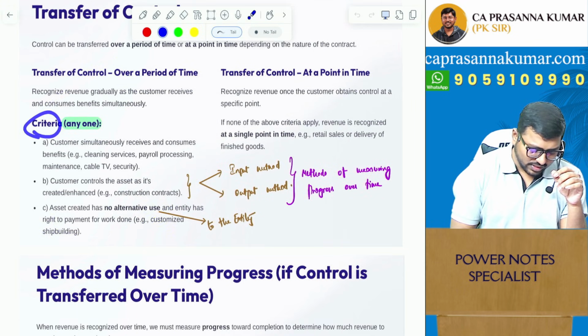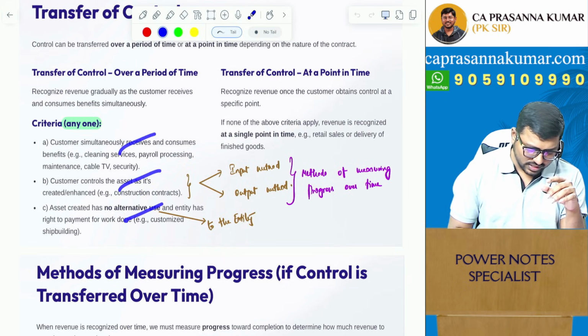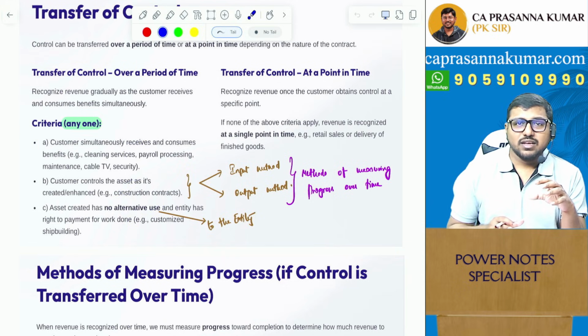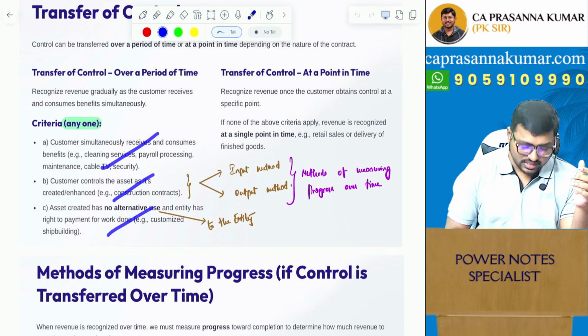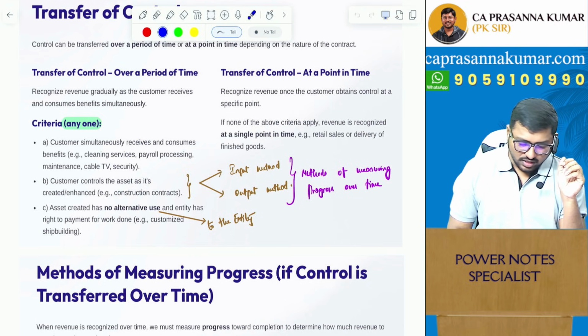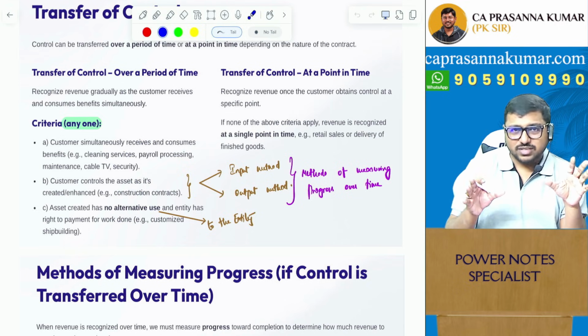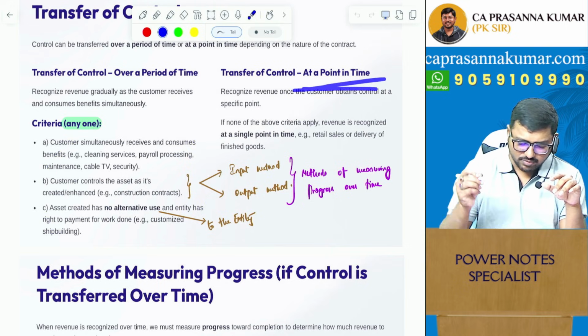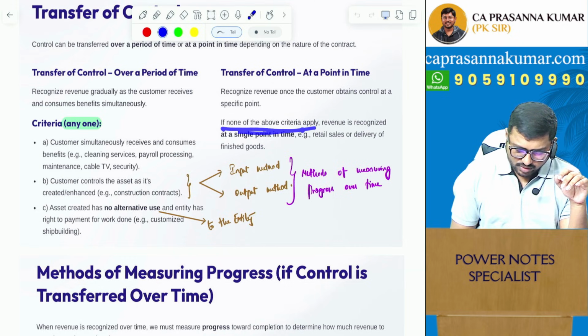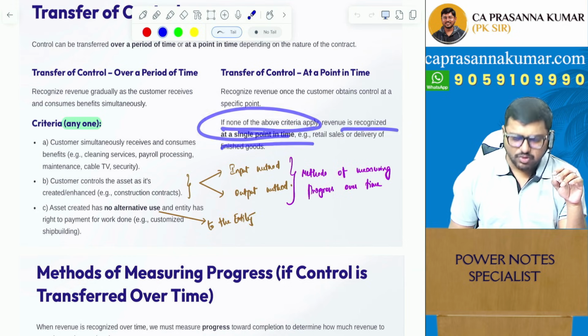As you can see the criteria, if any one of these conditions fits in, then your transfer of control happens over a period of time. It is specifically given: 3 scenarios. If your transaction does not fit into any of these 3 scenarios, automatically it becomes at a point in time. If none of the above criteria apply, revenue is recognized at a single point of time. Are you able to understand?